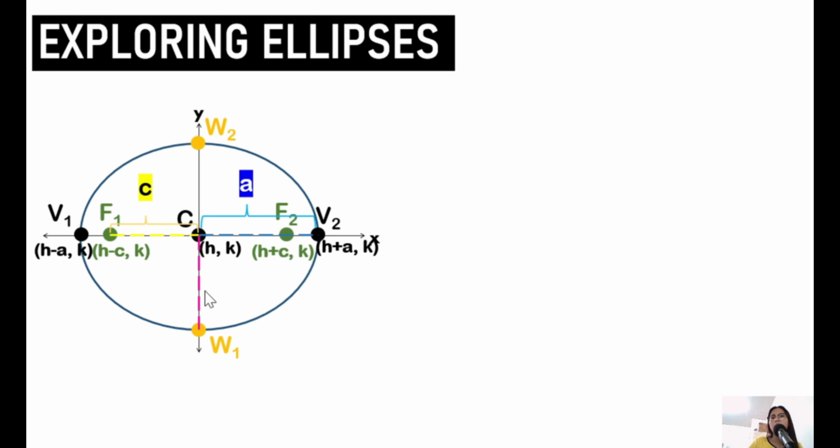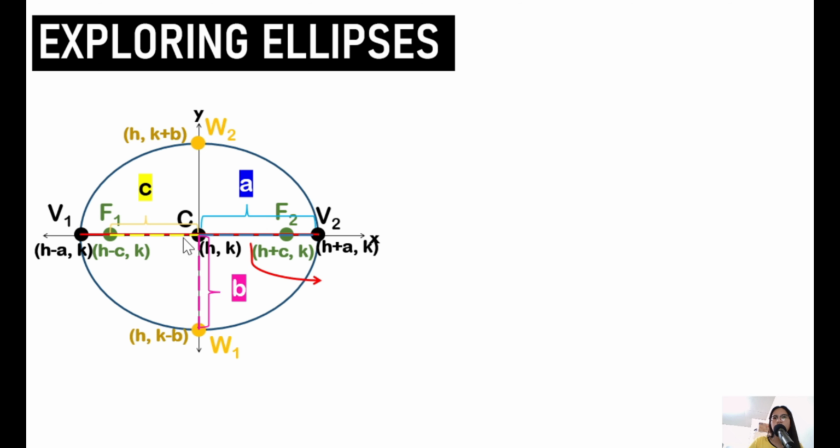How about the co-vertices? How far are they from the center? We label that as b units. Our co-vertex is b units away from our center. What are the coordinates of co-vertex 1 and co-vertex 2? The change is in the y part, there is no change in h. Therefore only k gets the minus and plus. Since it goes down, k minus b units. So W1 is (h, k minus b), and W2 is (h, k plus b). I hope that is clear.